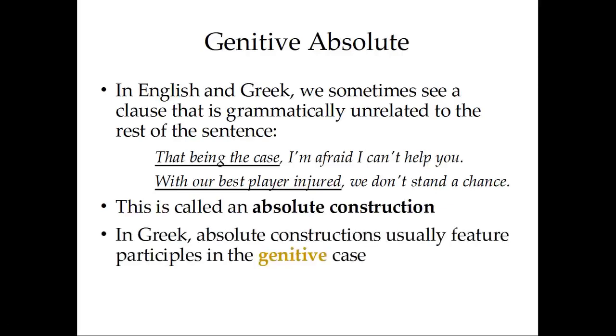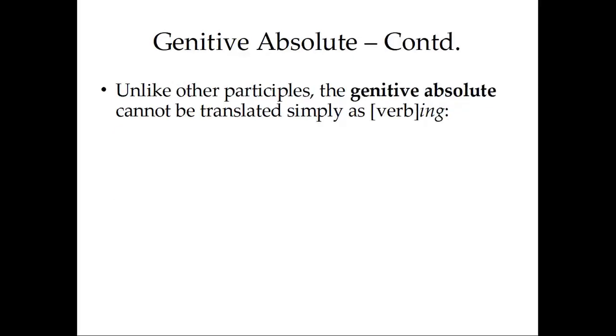In Greek, absolute constructions usually feature participles in the genitive case, hence the name genitive absolute. Unlike other participles, the genitive absolute cannot be translated simply as verb plus -ing, although we learned that even other participles won't necessarily be translated in this way. But let's look at an example.